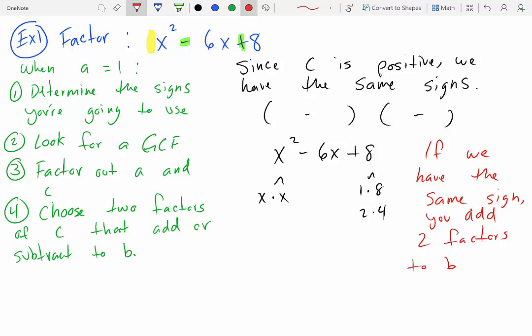So here we have 1 plus 8, that gives us 9. 2 plus 4 gives us 6. That's exactly what we need. So we're going to use 2 and 4. And then since we have x and x, we're going to just go ahead and put x and x. And it's factored. So we can check our answer.